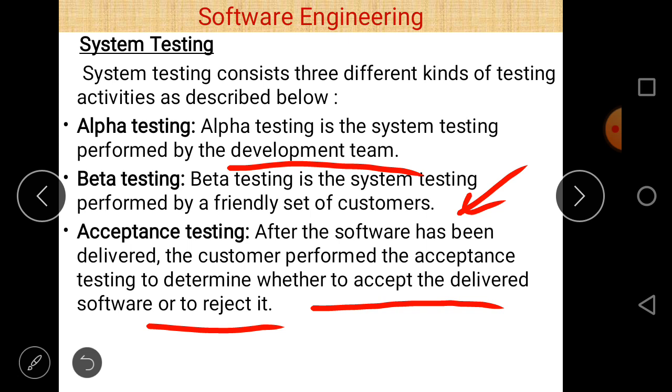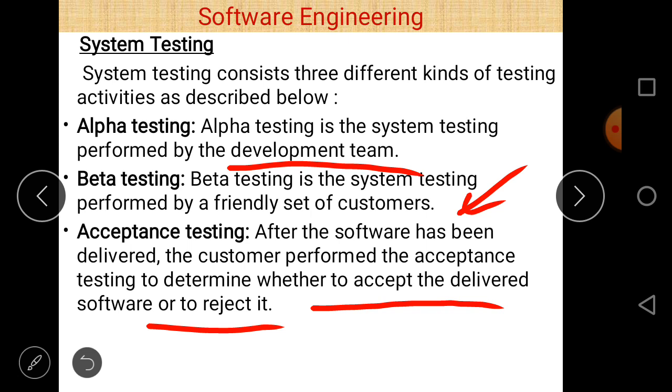So these are the three different types of testing: alpha testing, beta testing, and acceptance testing. There are other important testing also called black box testing and white box testing. If we pass light through a black box, then we cannot find out the path of that light. If we pass it through a white box, we can also see the path of the light. So it is called the white box.